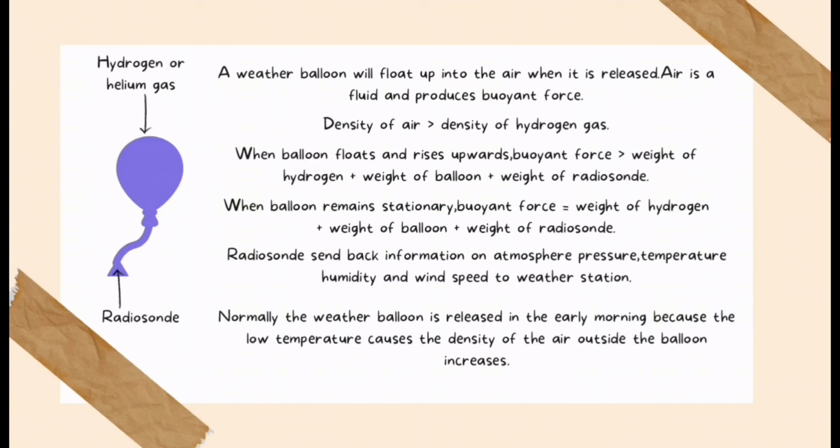A weather balloon will float up when it is released. It is usually filled with hydrogen gas, which is less dense than air. When the buoyant force acting on the weather balloon is bigger than the weight of hydrogen, balloon and radiosonde combined, the balloon will float. On the other hand, the balloon will remain stationary when the buoyant force is equal to all of the weight combined. The radiosonde will send back the information on atmospheric pressure, temperature, humidity, and wind speed to the weather station.